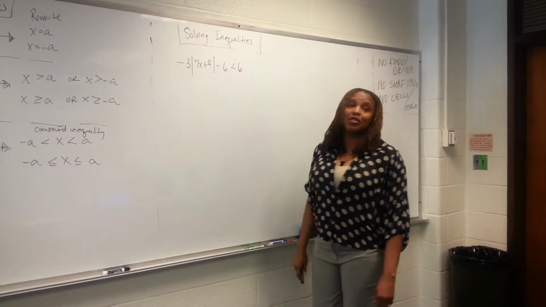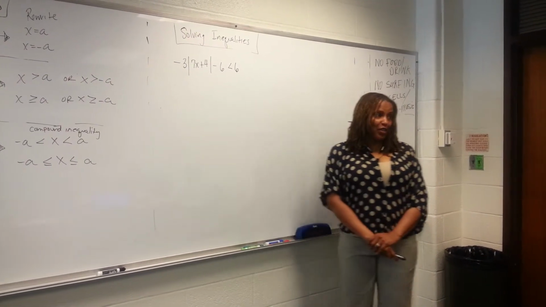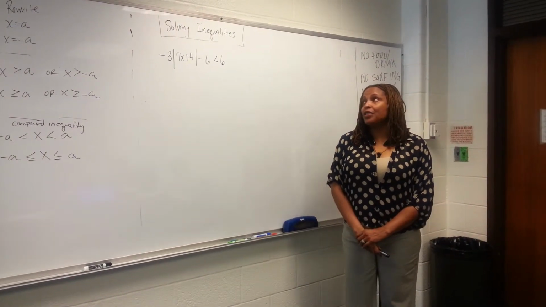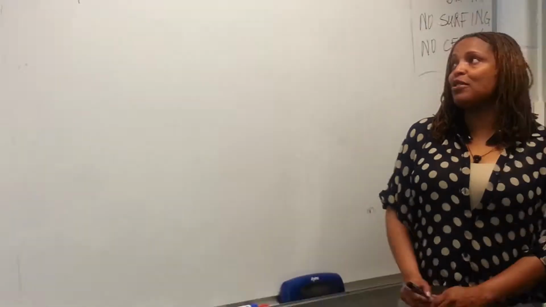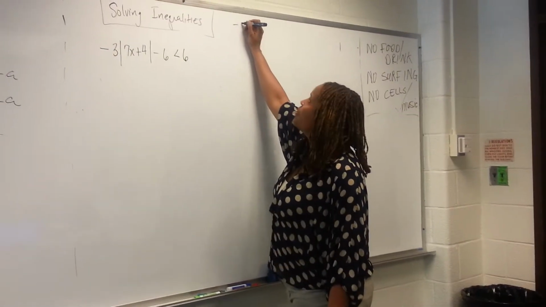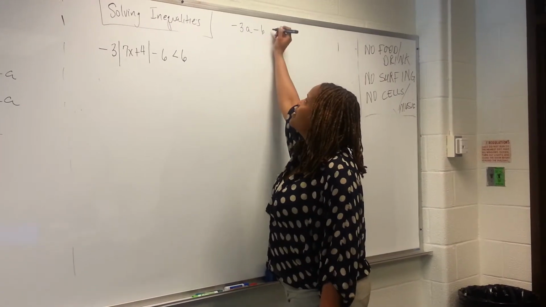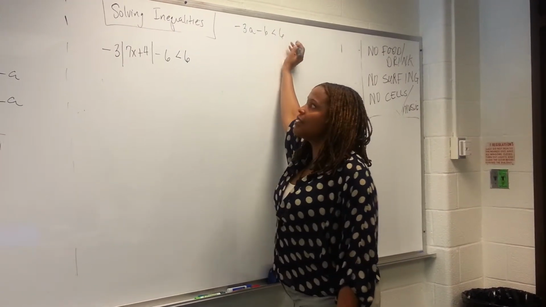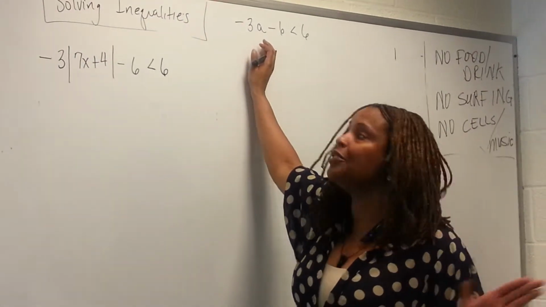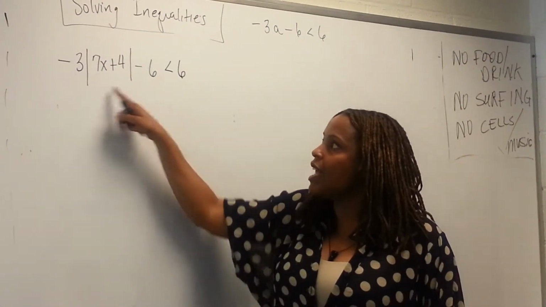All right, here we go, solving this absolute value equation. When you're solving absolute value equations, your very first step is to isolate the absolute value. So you're actually going to treat this equation as if it was negative 3a minus 6 is less than 6. Okay? So what would you do? Do you understand? Okay. You want to isolate the absolute value.